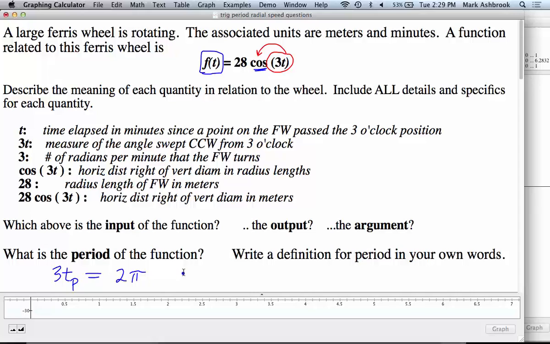So we got 2 pi over 3, and then what are the units on that? Meters, minutes, or radius lengths, or something else? And let's get an approximation for that. If I remember from this morning, 2.09?